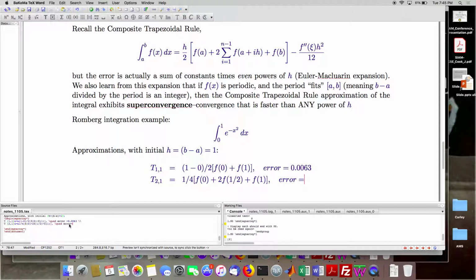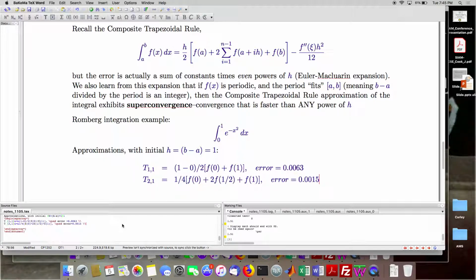Okay, and the error in this case just turns out to be 0.015, so roughly a quarter of this. Now we can extrapolate between these two. So that would give me the more accurate approximation plus the difference of the two, again, the more accurate minus the less accurate. And because it's second order, it's over 3.